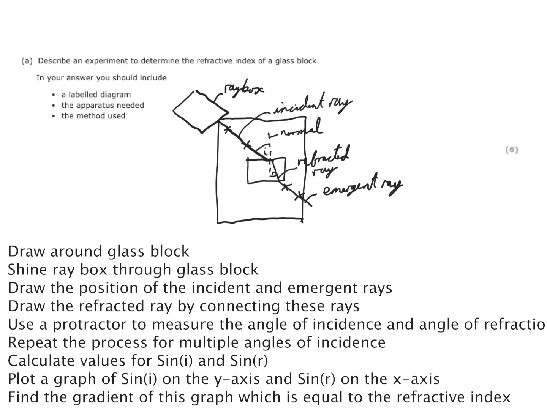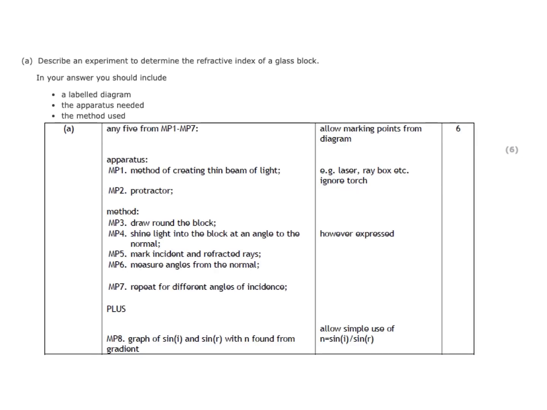From here, making sure we use a protractor, because we are stating all the equipment that we use in every single experiment method. So using a protractor, we measure the angle of incidence and the angle of refraction. Once we have an angle of incidence and an angle of refraction, we are going to repeat this process multiple times to obtain multiple different angles of incidence and refraction. And then we are also going to find sine of the angle of incidence and sine of the angle of refraction. And then we can plot those onto a graph of sine I against sine R, where the gradient will give us the refractive index.